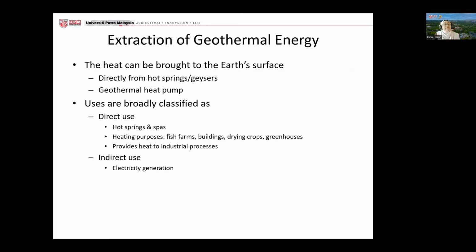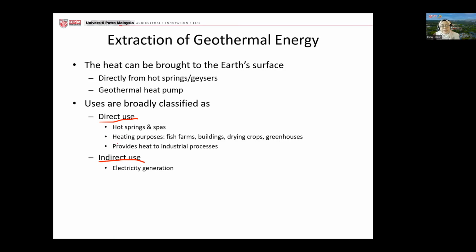So that is one way it is being used to generate electricity, and that is actually an indirect use. There's also a direct use of this geothermal energy, and that is the heat itself. That is, of course, in hot springs and spas, you just use that water, right? The hot spring water.